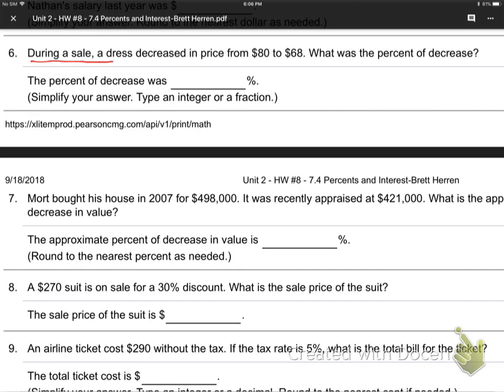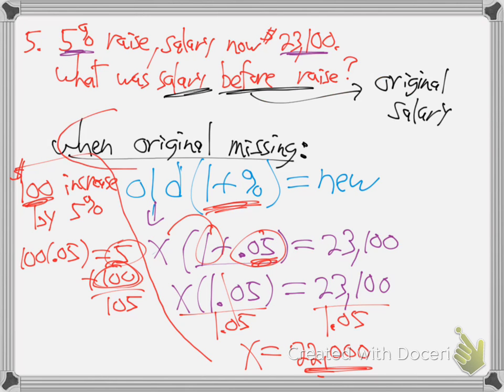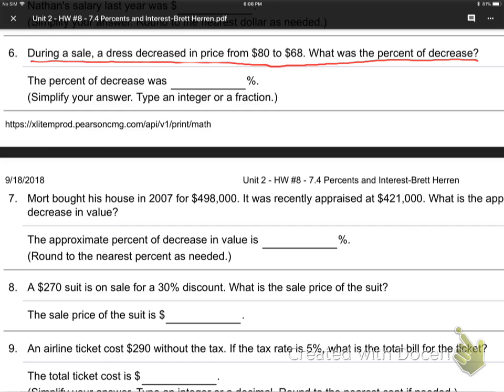So number 6 here. During a sale, a dress is decreased in price from 80 to 68. What was the percent decrease? Well, this one's easy. You don't have to use that fancy formula I just gave you. That fancy formula was for when the original, or the old, the first price before the change, is missing. This one's not missing. 80 was the original price, and 68 is the new price after the sale. So we have the original, and we can do this one.